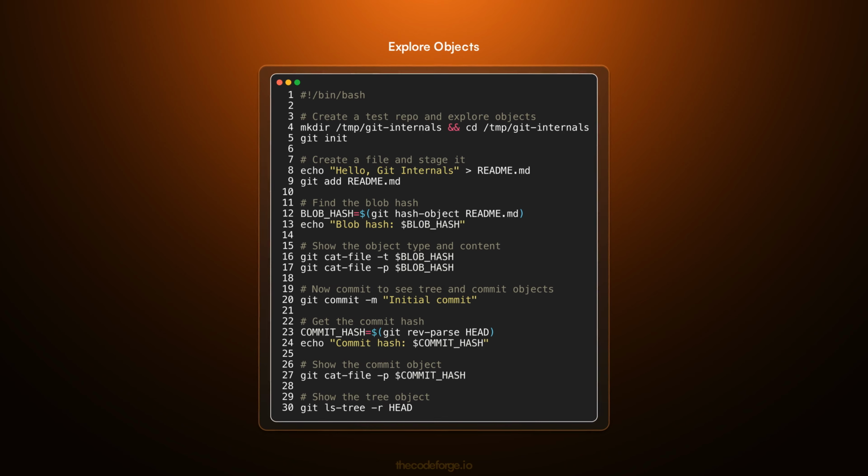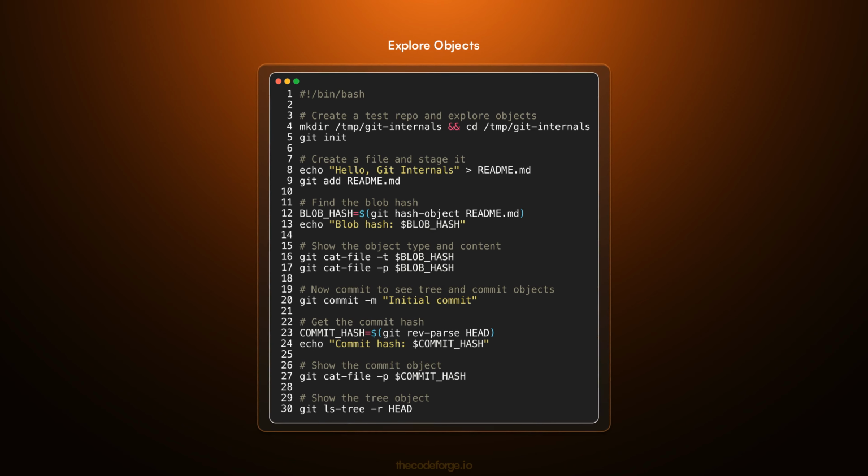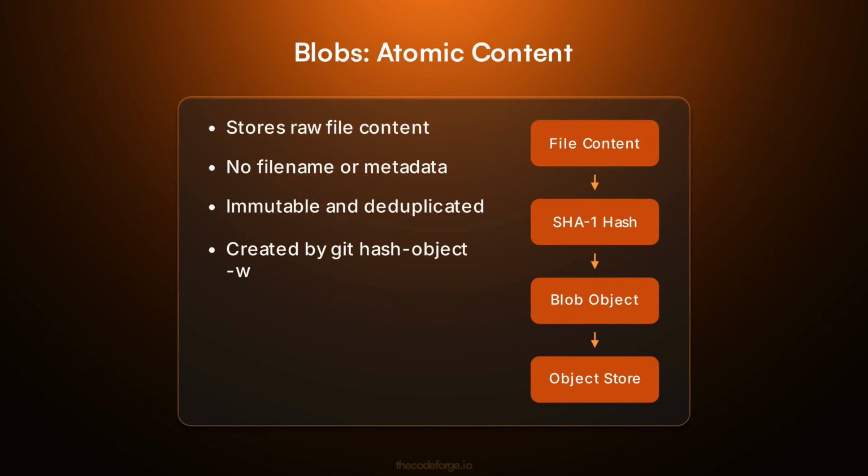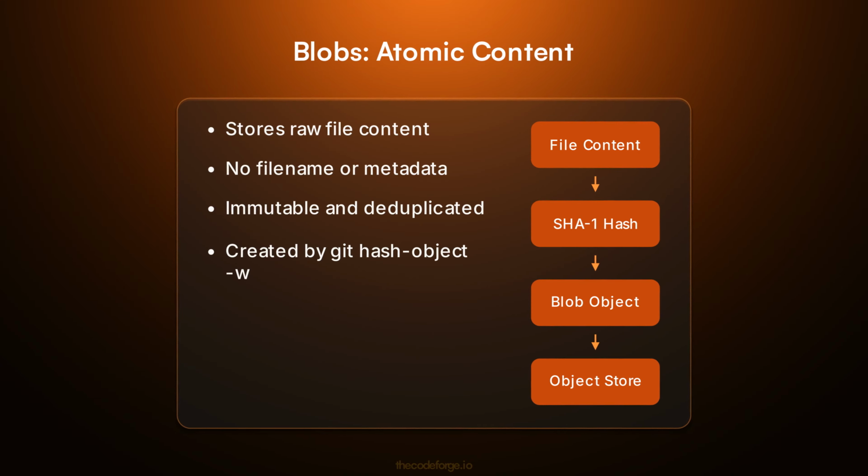Let's create a test repo and explore the objects. We'll initialize a repo, add a file, and then inspect the blob, tree, and commit objects using git cat-file and git ls-tree. A blob is a binary large object. It stores the raw content of a file.